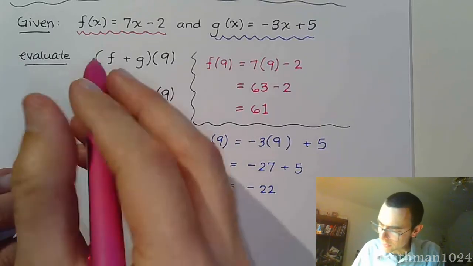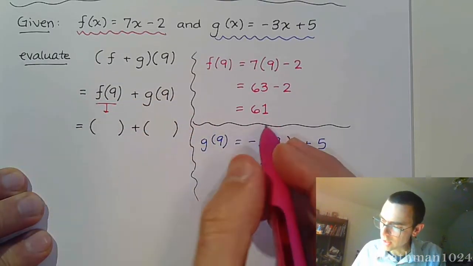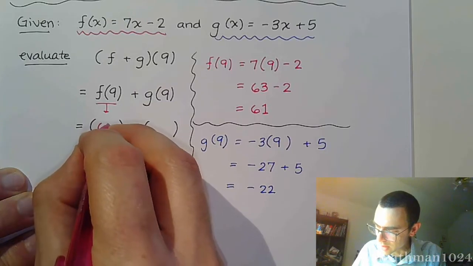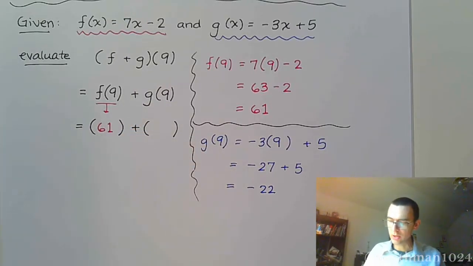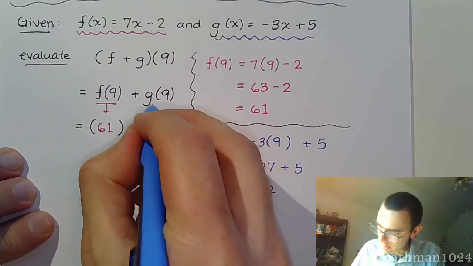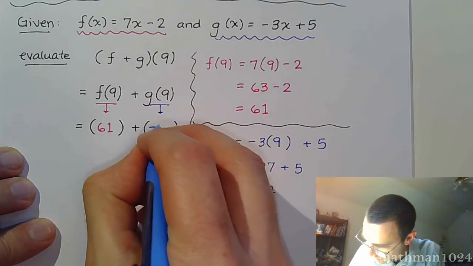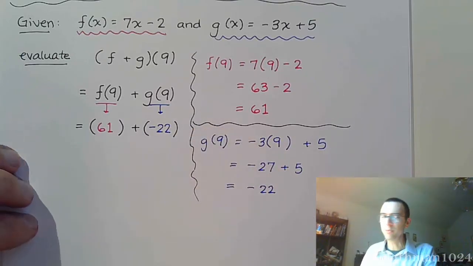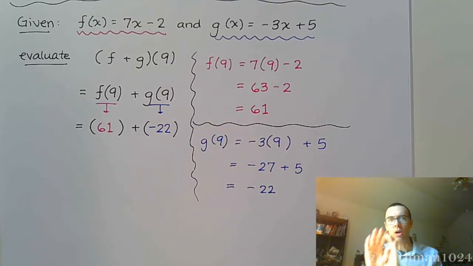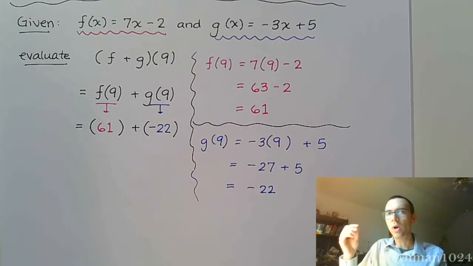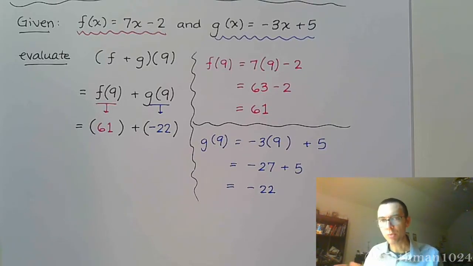And we found out that f of 9 is equal to 61, so I'm just going to plug that in right here. And g of 9 is equal to negative 22. So we go off to the side, we work out each of those guys, and now we bring them back in and we do the operation that's indicated, in this case, addition.